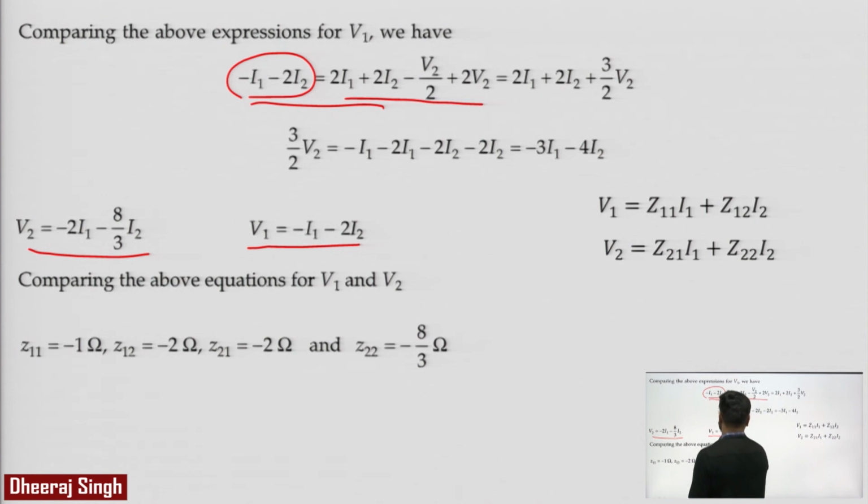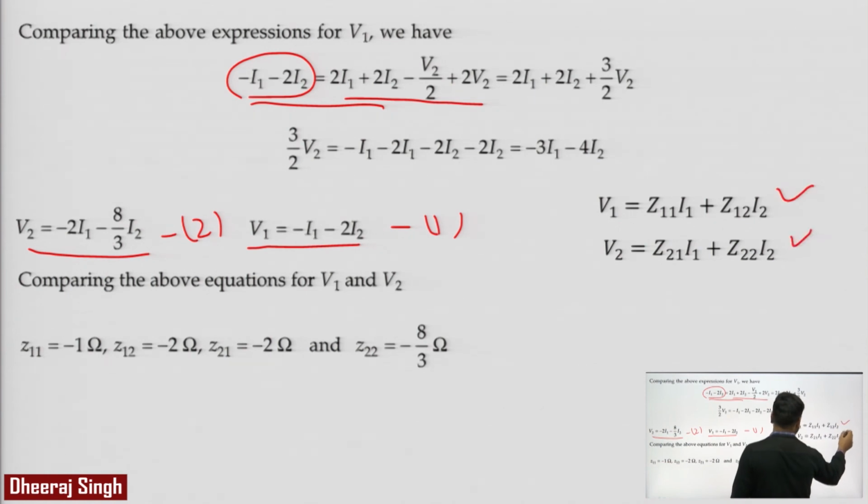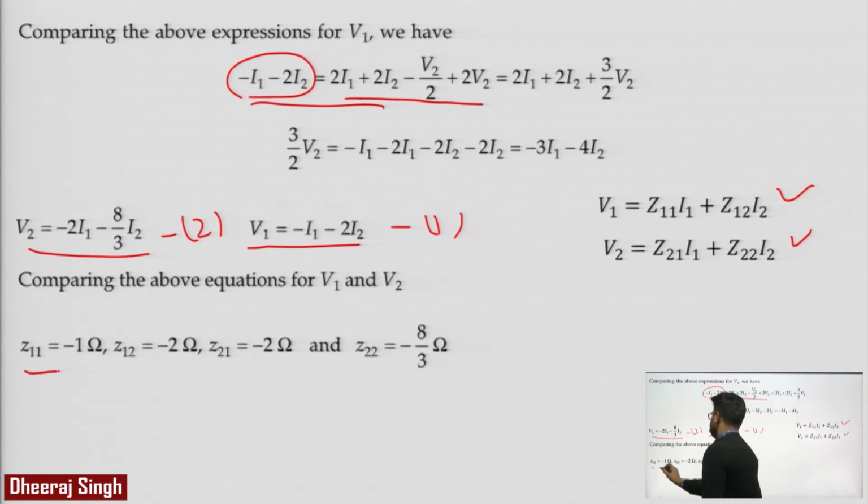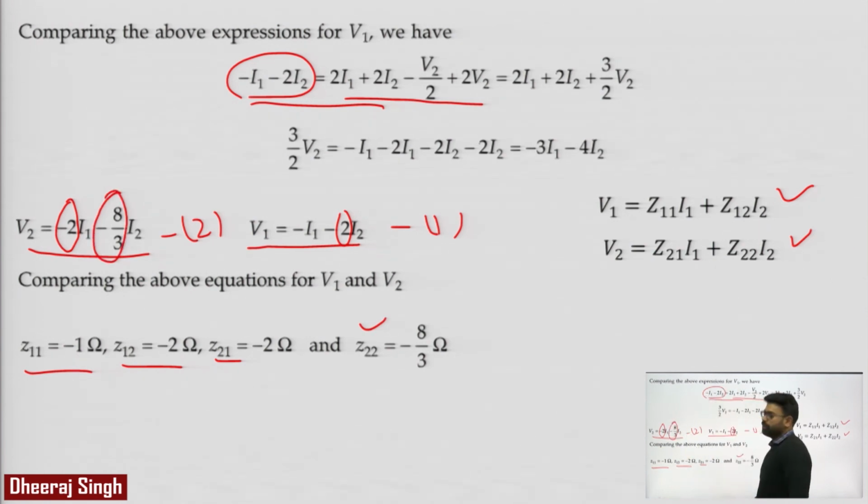Now comparing these two equations, equation 1 and equation 2, with our standard equations for Z parameters, we will obtain the value of Z11, Z12 which is minus 2 ohm, and Z21 which is minus 2, and Z22 which is minus 8 by 3. So this is how we obtain the Z parameters for this network.